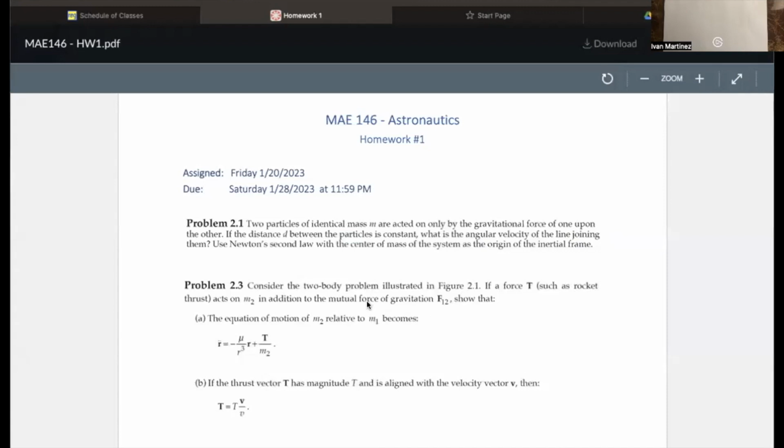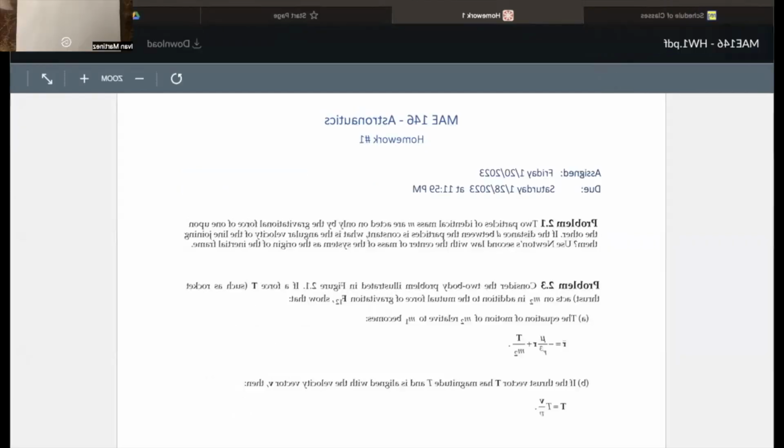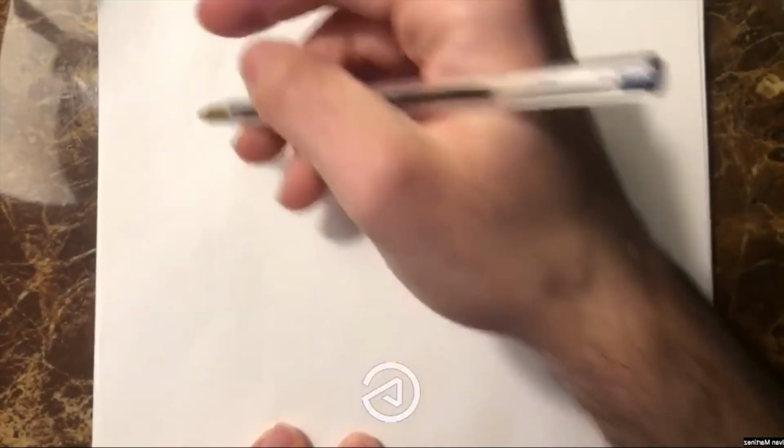Let's go ahead and pull up the homework first. So right here, let's start with the first problem 2.1. Two particles of identical masses are acted on only by the gravitational force. So this is very similar to what we did last week, the example 2.2 that I solved during discussion. So let's just start with the same development that we did last week, which was we started with the diagram. So let's start with the diagram just to make things clear.